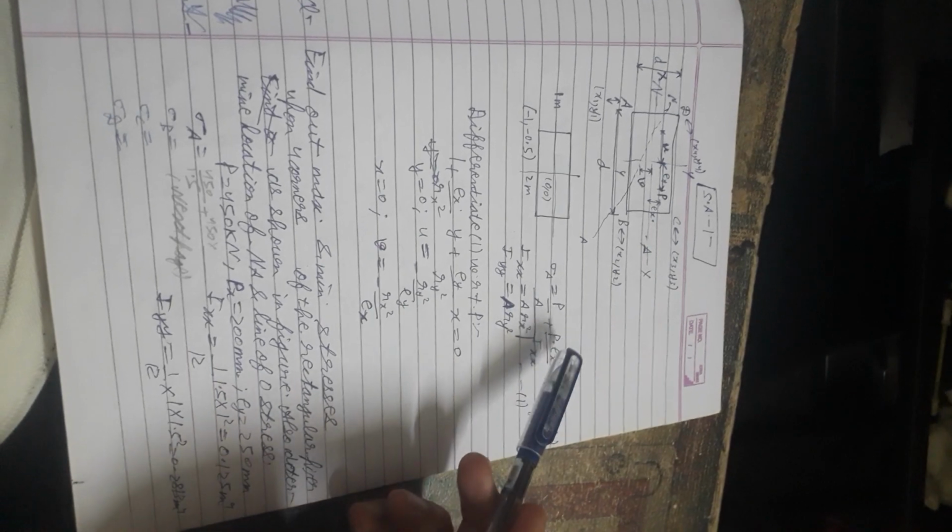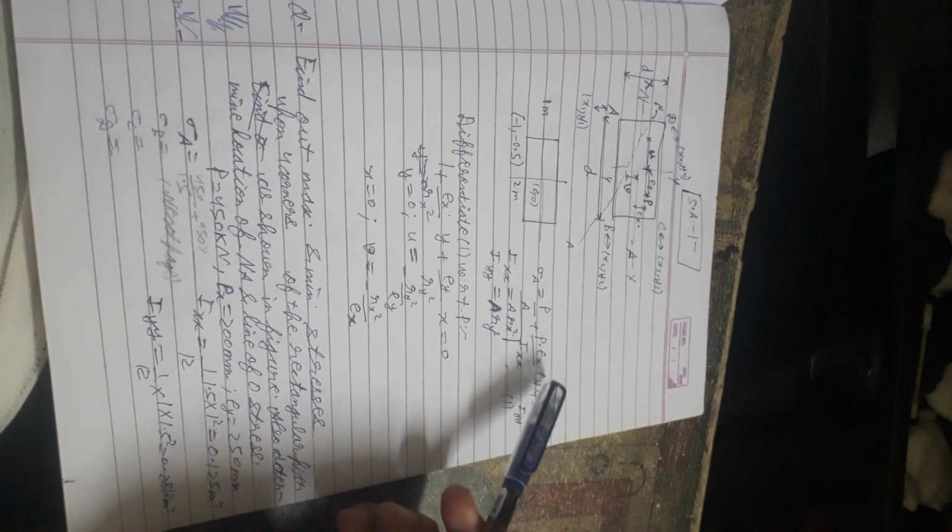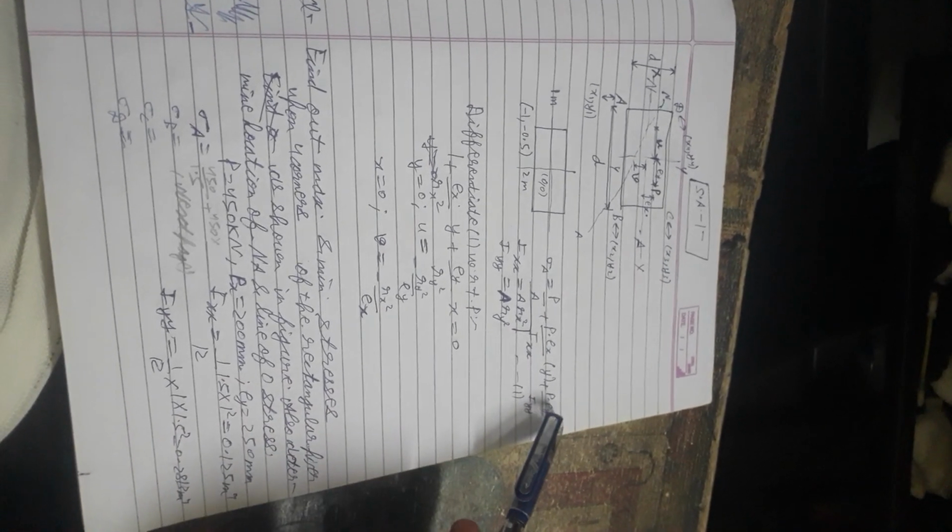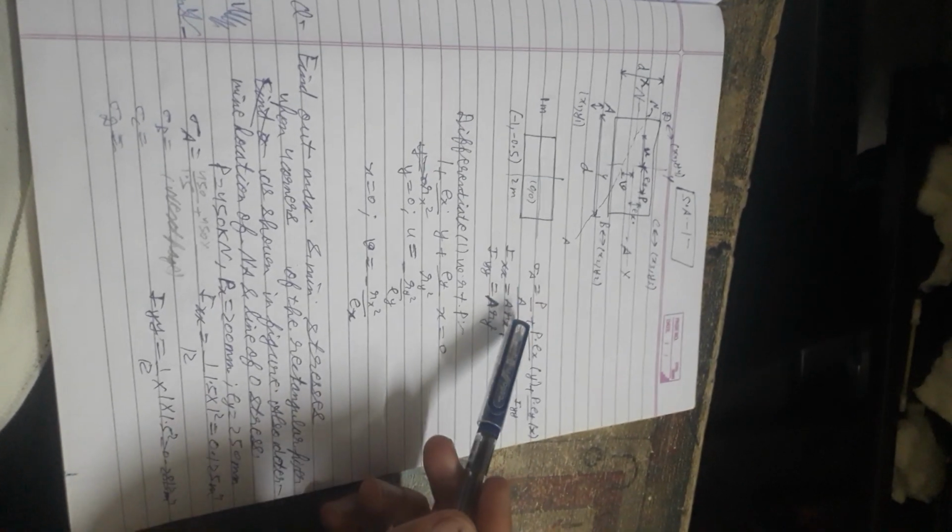Sigma A is equal to P by A plus P into EX into Y over IXX plus P into EY into X over IYY. IXX is equal to A into RX square. IYY is equal to A into RY square.